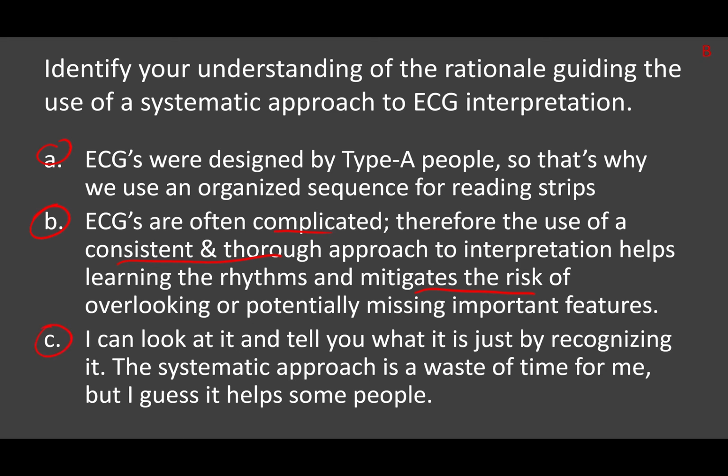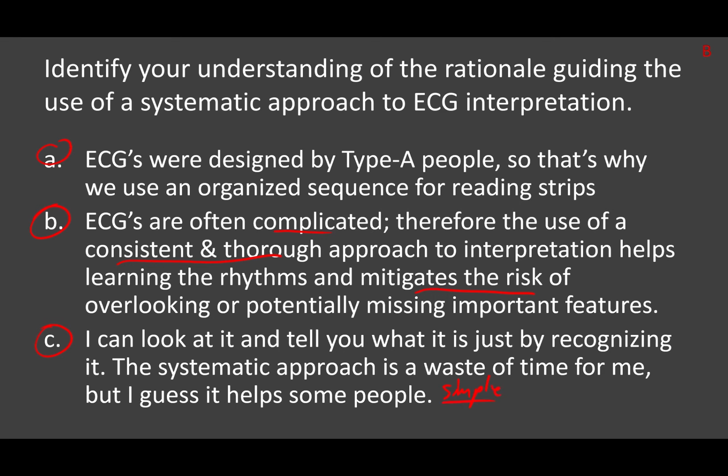Third one, just to check and see: I can look at it and tell you what it is just by recognizing it. The systematic approach is a waste of time for me, but I guess it helps some people. There are some individuals that are at that point where they just recognize it better than they can measure it, and that works well for simple rhythms.